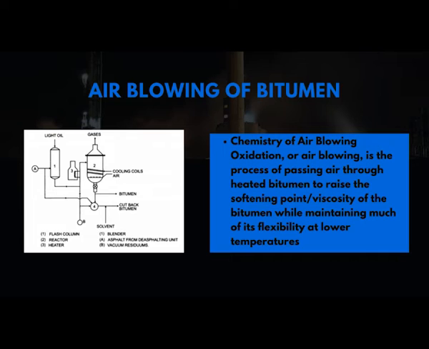Then the next unit is known as the air blowing unit for bitumen. There are various units which produce highly viscous heavy hydrocarbons which cannot be further cracked or further processed based on the refinery configuration. These heavy hydrocarbons, known as thermal cracker tar and visbreaker tar, are all brought to a unit known as the air blowing unit. The ultimate purpose of this unit is to produce a marketable grade of asphalt or bitumen.